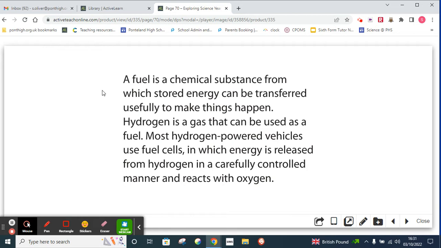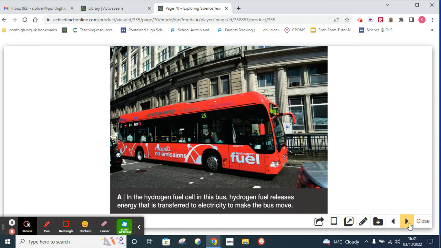Hydrogen, for example, is a gas which can be used as a fuel. Most hydrogen-powered vehicles use fuel cells in which the energy released from hydrogen is carefully controlled and it reacts with the oxygen. So here's an example of a hydrogen fuel cell which has been fitted to a bus. They're trying this with cars, they're trying this with trains and lorries and using hydrogen.